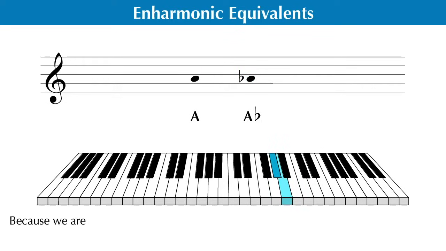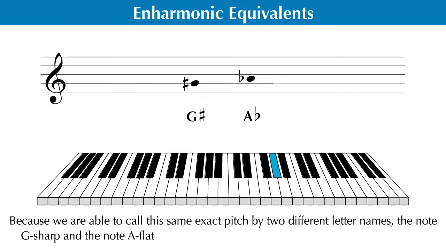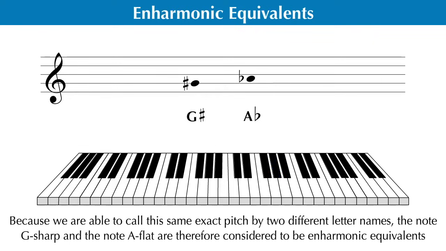Now, because we are able to call this same exact pitch by two different letter names, the note G sharp and the note A flat are therefore considered to be enharmonic equivalents.